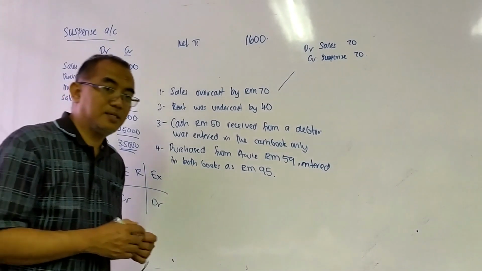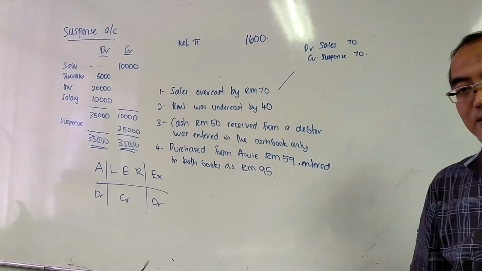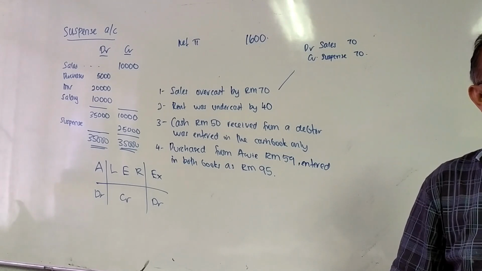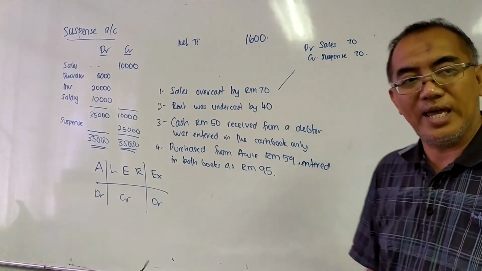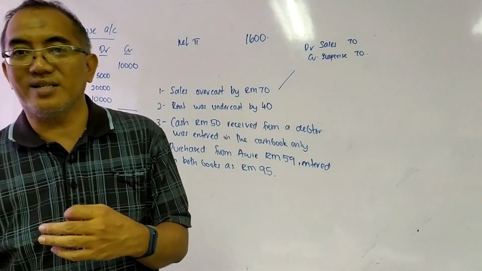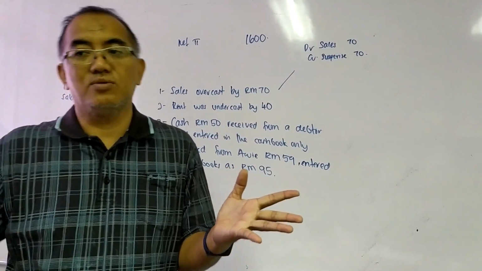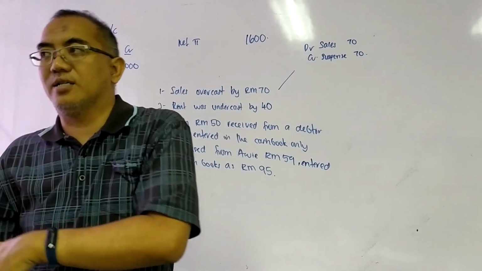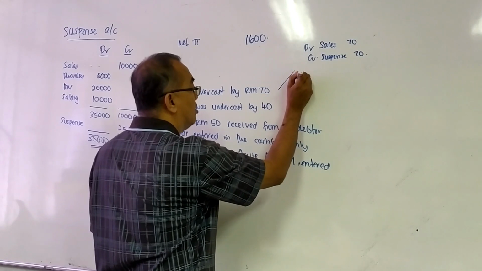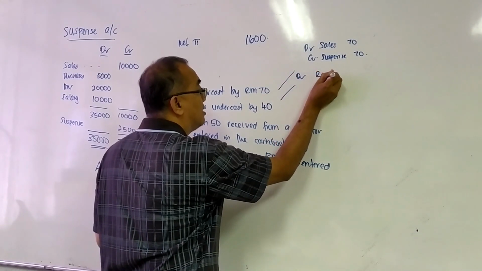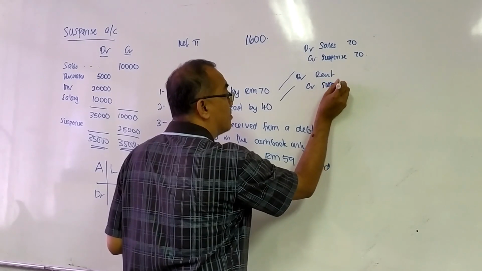Okay, so now your rent is undercast, terkurang. So when your rent is undercast, you need to add back. The nature of your rent is always debit nature. So when you want to add to your expenses, you need to debit or credit? Debit also, because its nature is already debit. So adding to the debit makes it higher. But if you go to credit, it's not its nature, so it will reduce. So you need to add to your rental. So debit rent or expenses rent, credit suspense, because this is undercast. So this is suspense.